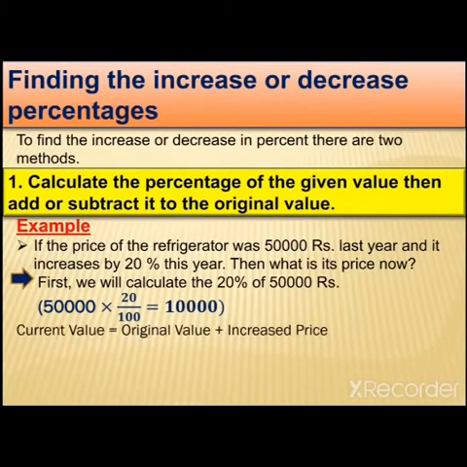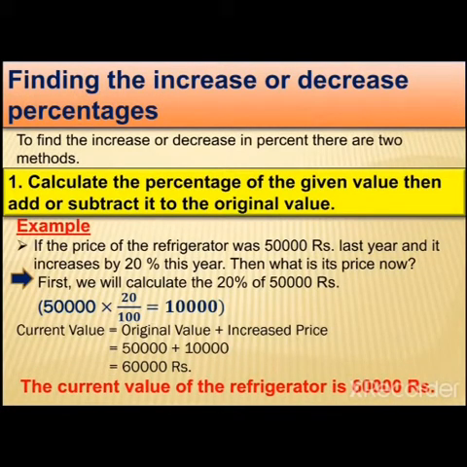Current value equal to original value plus increased price. Original value is 50,000 and increased price is 10,000. So total is 60,000 rupees. So the current value of the refrigerator is 60,000 rupees.